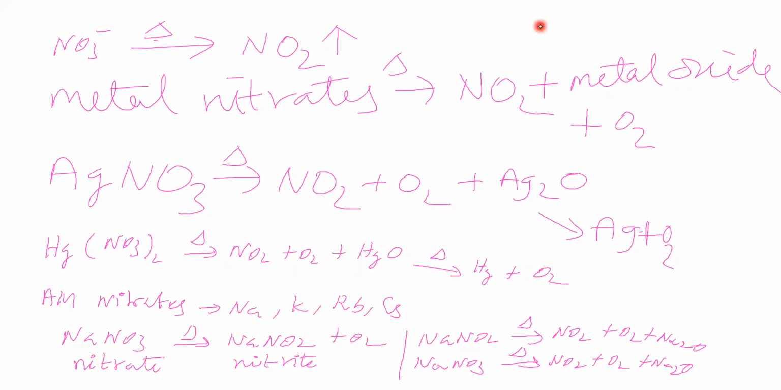Then another exception, alkali metal nitrates: sodium, potassium, rubidium and cesium except lithium. These nitrates on heating give nitrite. On further heating, NO2, O2 and metal oxide will be obtained. Now we have got an idea how the metal nitrates undergo decomposition. Now we will see NO3 minus.